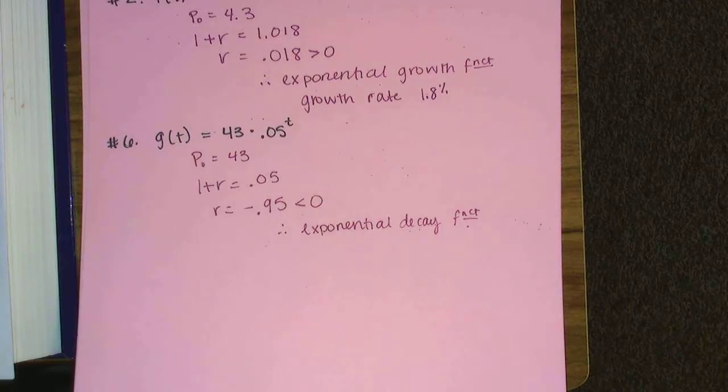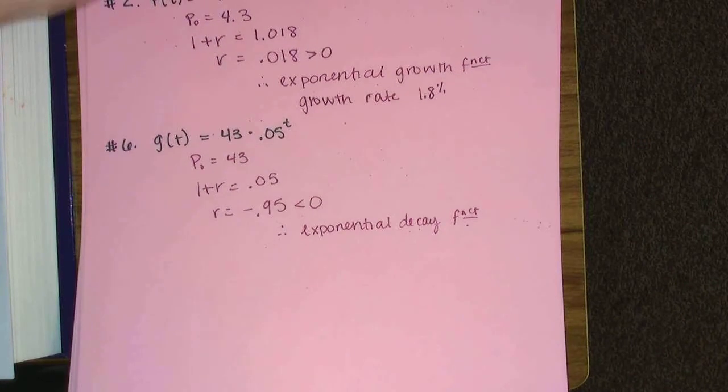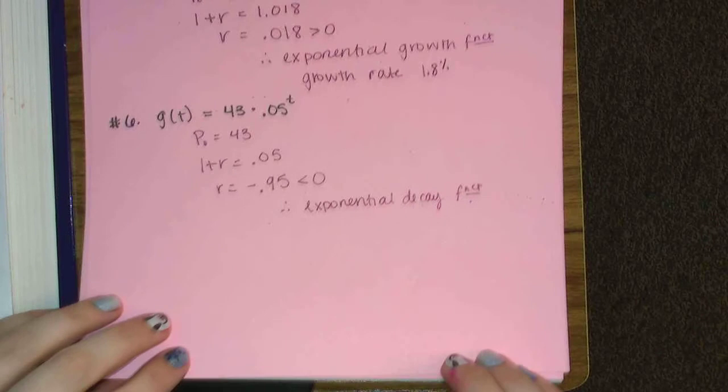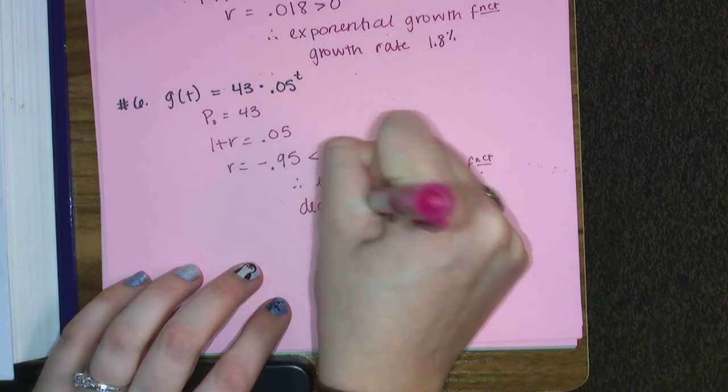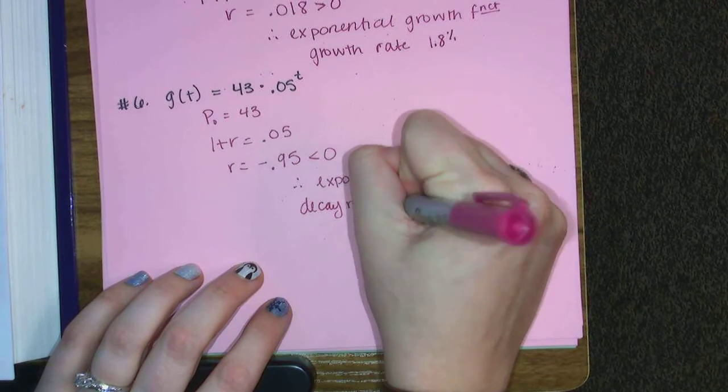And then what would my decay rate be? Wait, what'd you say? I said 95. Yeah, because you have to move it 2 places, so it's going to be a 95% decay rate. Okay, because we don't want to have negative percentages, so we're going to say a decay rate of 95%.